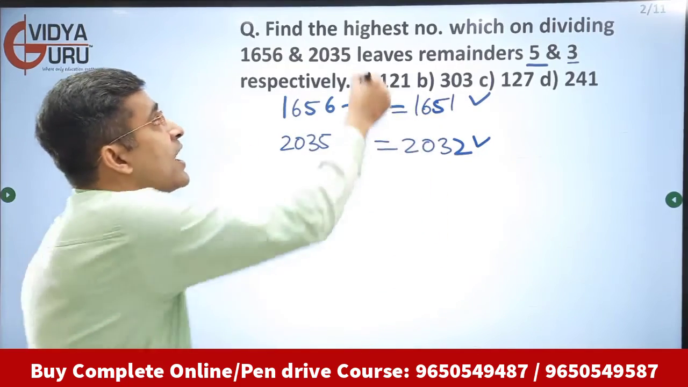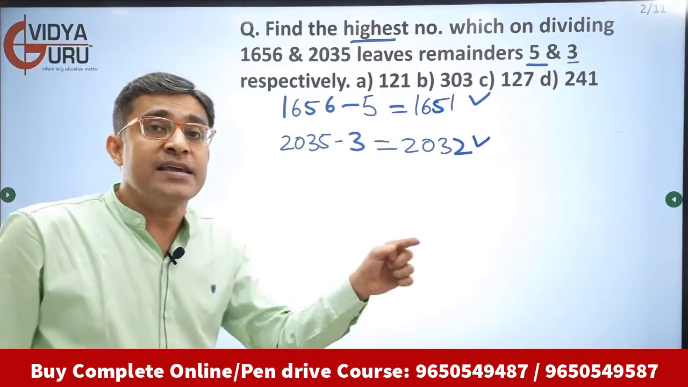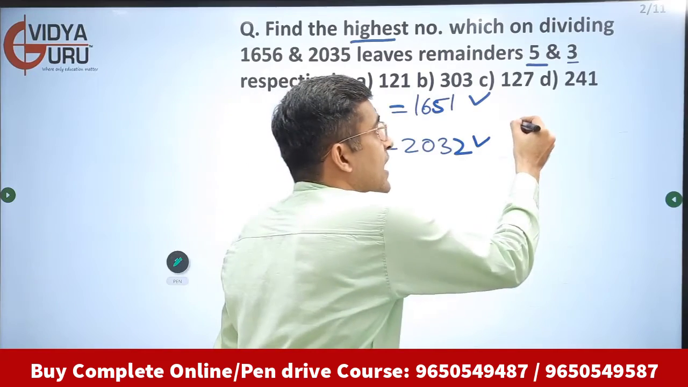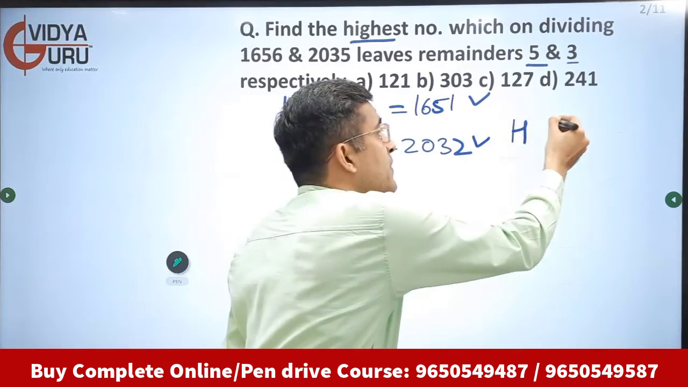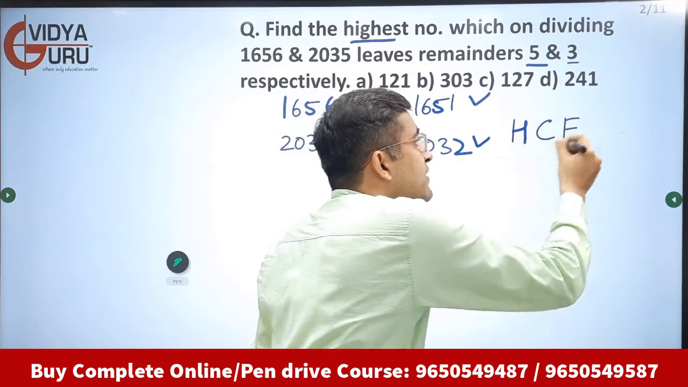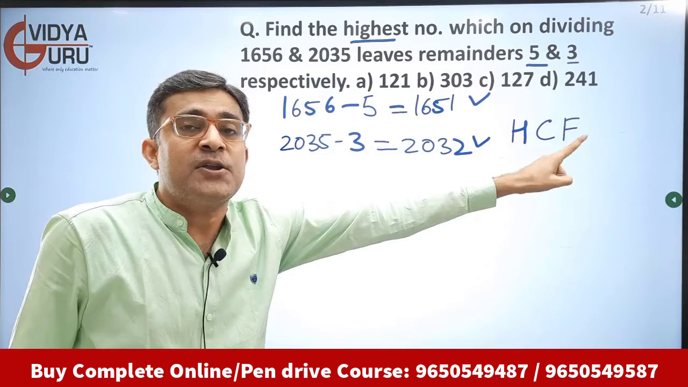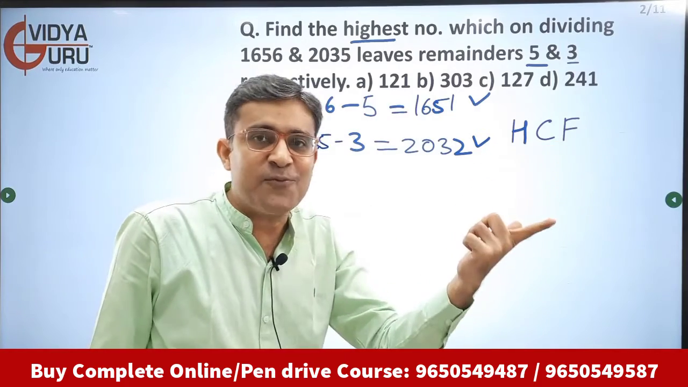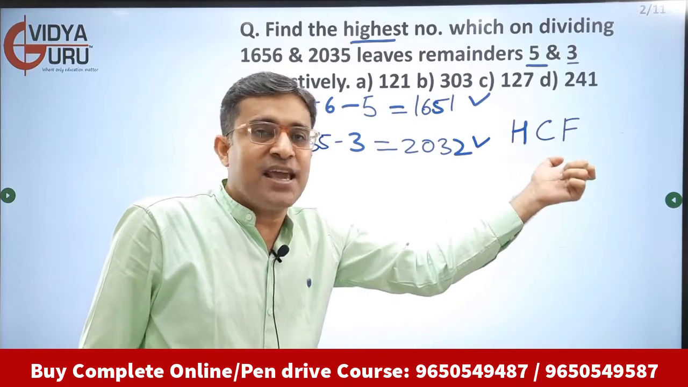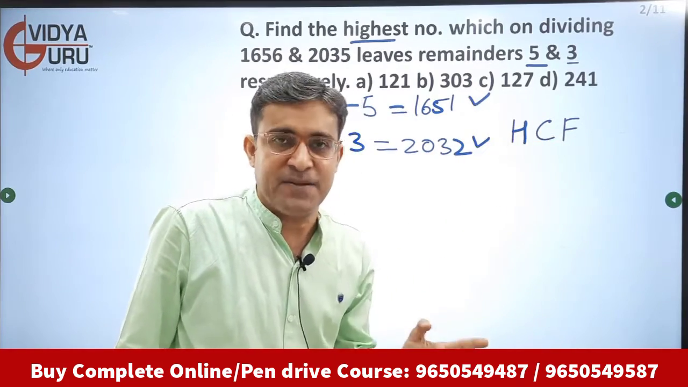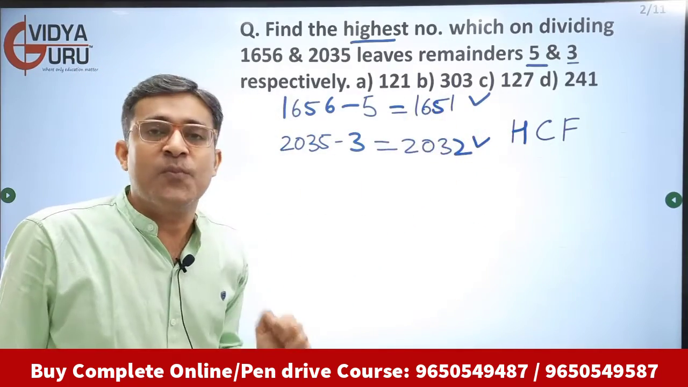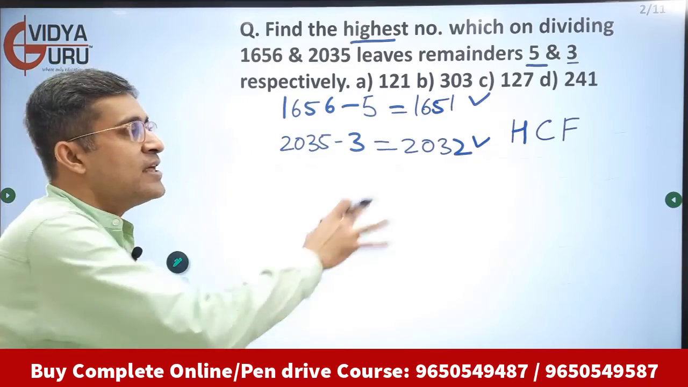We have to find out the highest such number which will divide both of them, which will be a factor of both of them. That means highest common, which is common for both of them. That means I have to find out the HCF, yes or no. The definition itself explains it: highest common factor, the highest factor which is common for both of them. So now let's find out the HCF.